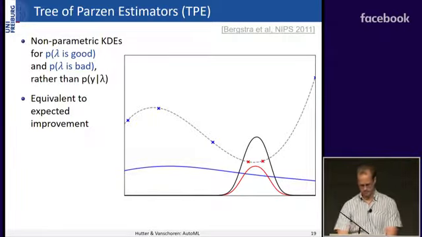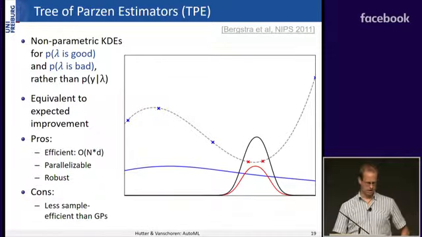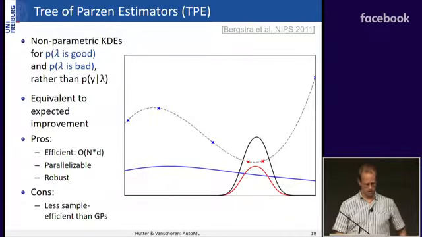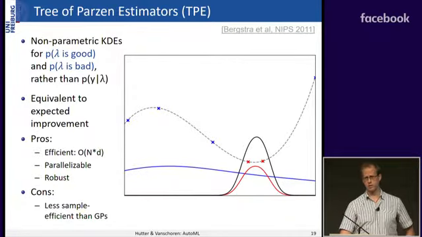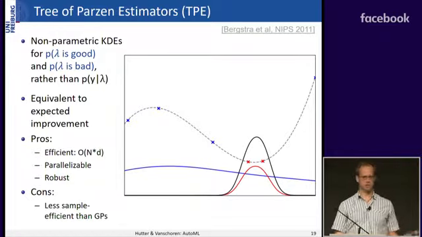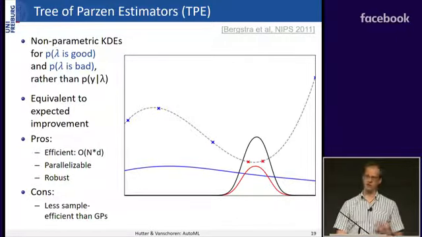And so the pros of this method are that it is very efficient. These kernel density estimators can be fit very quickly. It's very parallelizable and very robust. It kind of just works for all kinds of different dimensionalities, etc. One con is that typically it is actually less sample efficient than Gaussian processes when you have the right kernel for the Gaussian process.